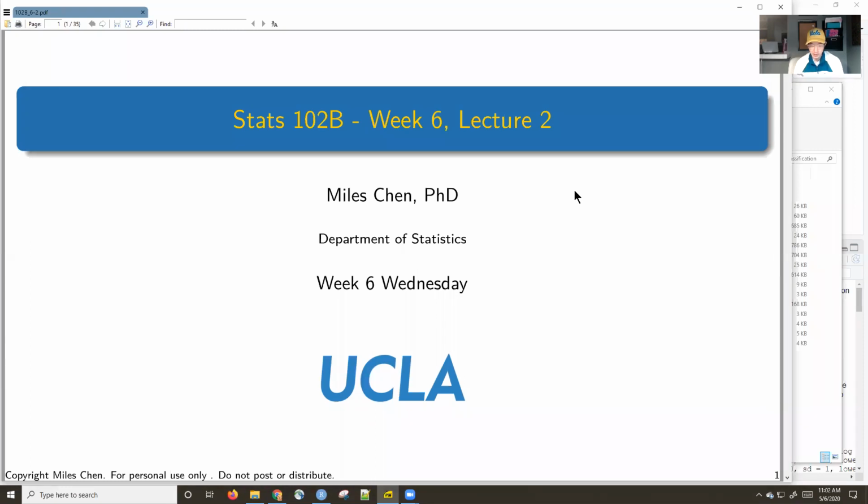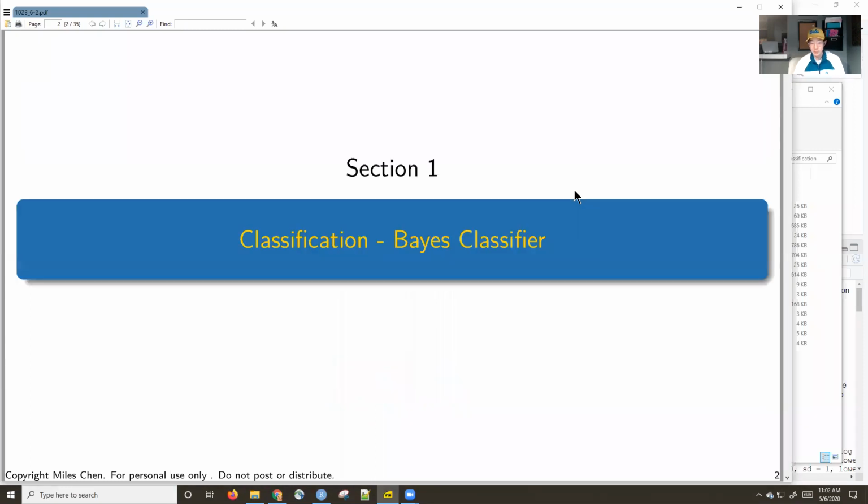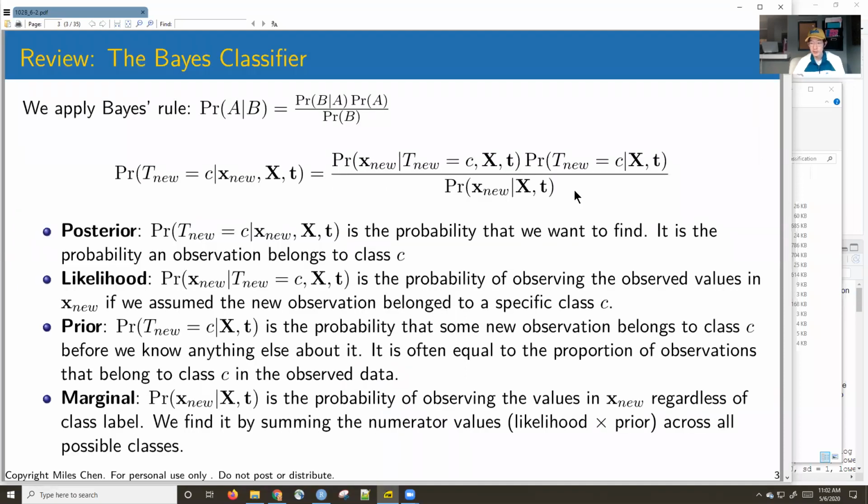Okay, so today we'll continue talking about the Bayes classifier, and then we'll bring in the naive Bayes classifier. So I think this is where we left off, somewhere around here. And so this is just a bit of review here.